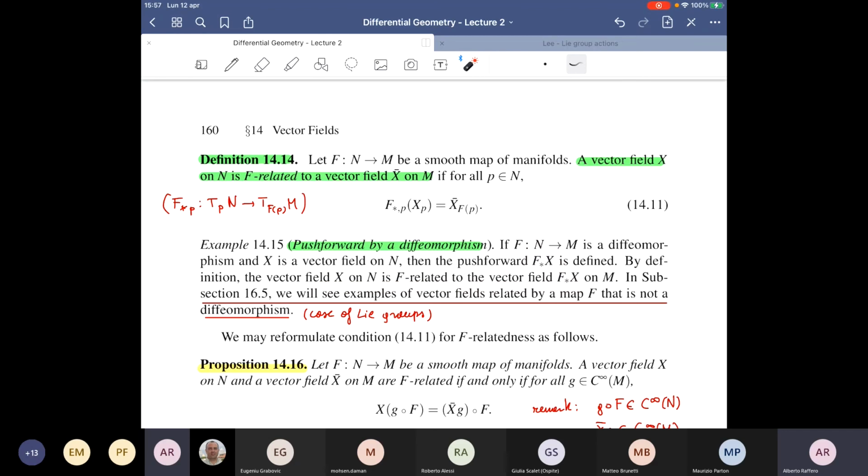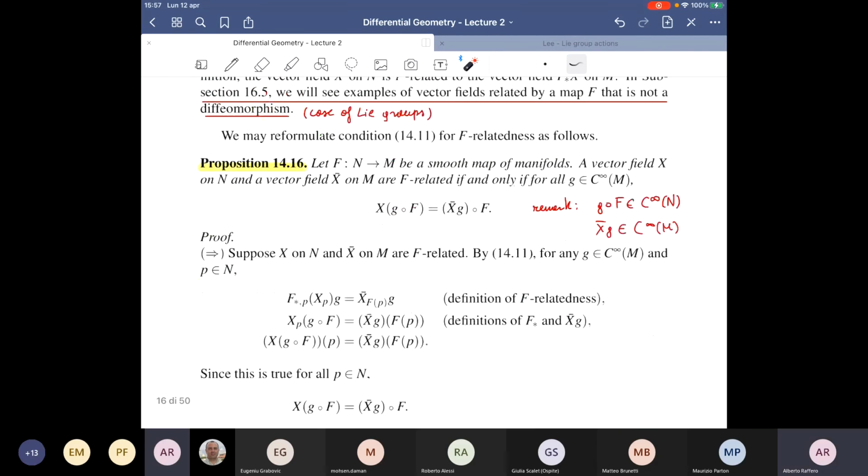We will see later that there are also examples of vector fields that are related by a map which is not a diffeomorphism, and this will be the case of Lie groups. And of course, the map will have to satisfy some particular properties in order for this to be possible.